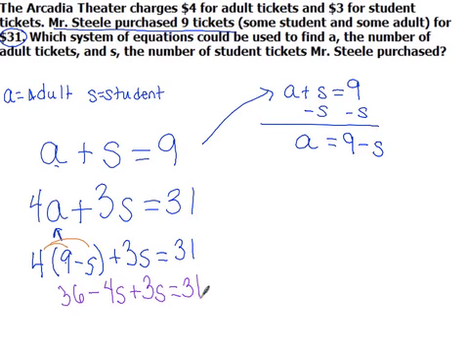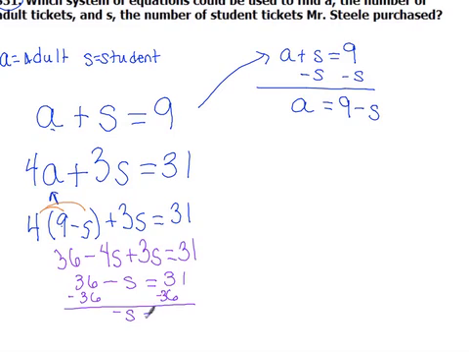Now, what we're going to do, we're going to combine like terms here. So we have 36 minus 1S equals 31. We're going to subtract 36 from both sides. We'll get negative S equals negative 5. Because there's a negative 1 in front of here, I'm going to divide both sides by negative 1, and I'll get S to be 5. So then I know that I bought 5 student tickets.